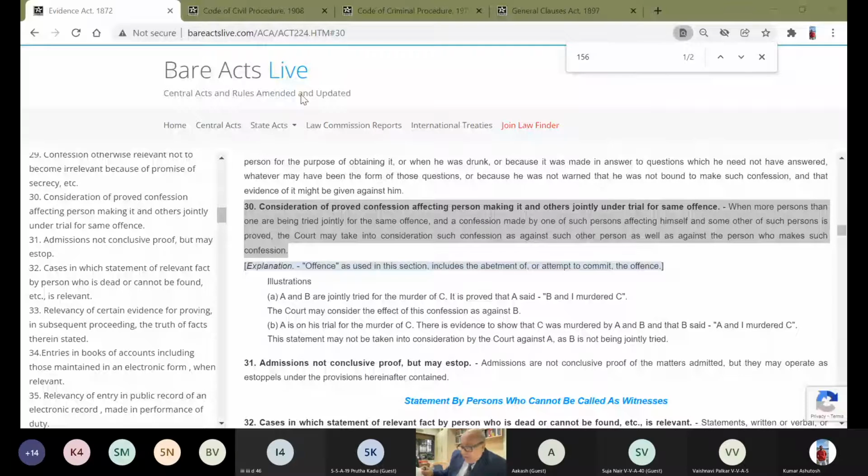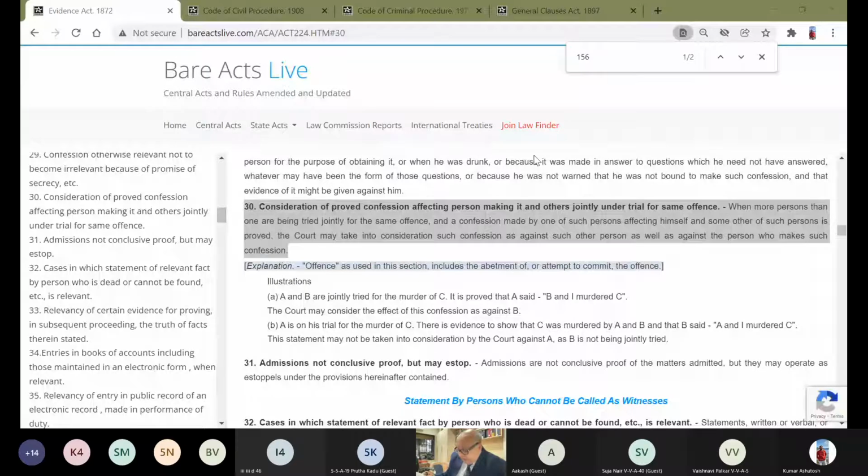A and B are jointly tried for the murder of C. It is proved that A said B and I murdered C. The court may consider the effect of the confession of guilt. So both of them will go, because the joint trial is held, he is pleading. Now check illustration B.